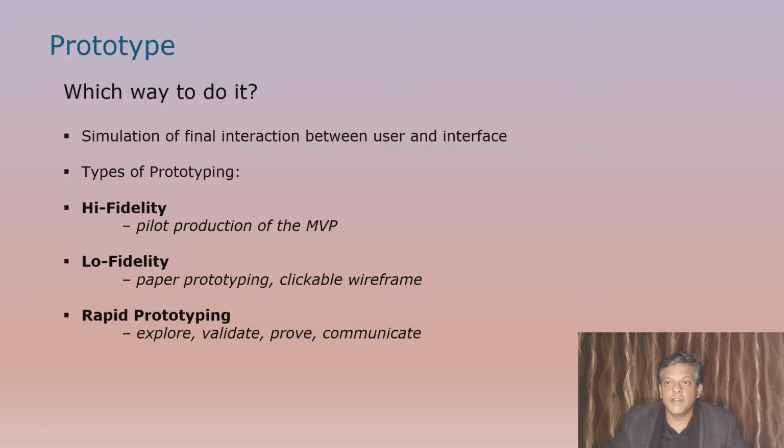In this stage, it's all about which way to do it. It's basically a simulation of the final interaction between the user and the interface. And there are different types of prototyping, like high fidelity, low fidelity, rapid prototyping, etc. Hi-fi prototyping is nothing but a pilot production of the MVP or the minimum viable product. Low-fi prototyping has different ways of doing it. One of them is paper prototyping or creating a clickable wireframe.